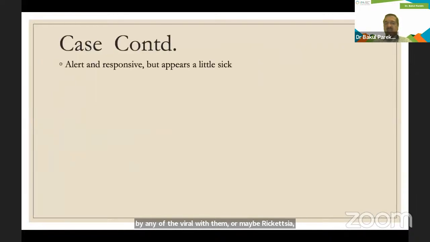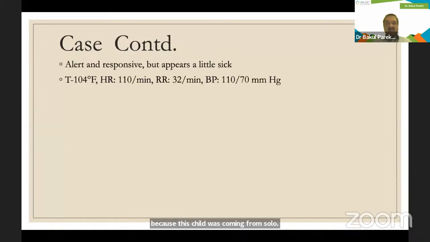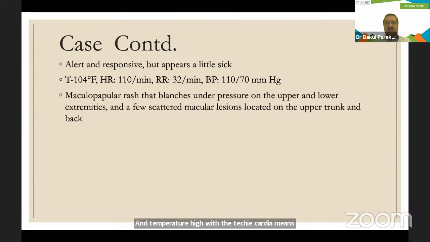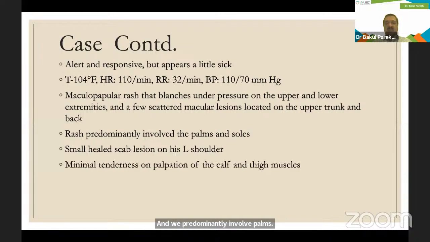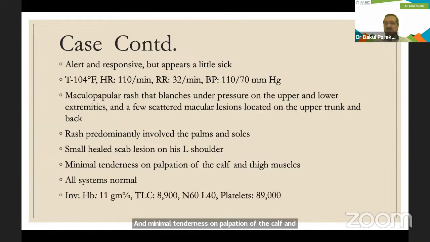He was alert and responsive, but appeared a little sick, and temperature was high with tachycardia and slightly increased respiratory rate. Blood pressure was normal, and there was a maculopapular rash that blanches under pressure on the upper and lower extremities, and a few scattered macular lesions on the upper trunk and back. The rash predominantly involved palms and soles, and there was a small healed scab lesion on the left shoulder, and minimal tenderness on palpation of the calf and thigh muscles. All systems were normal.